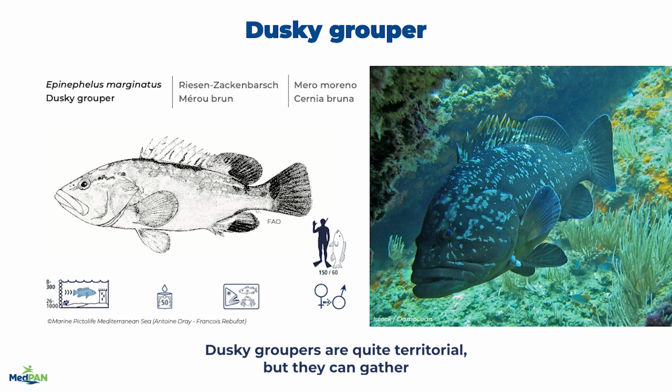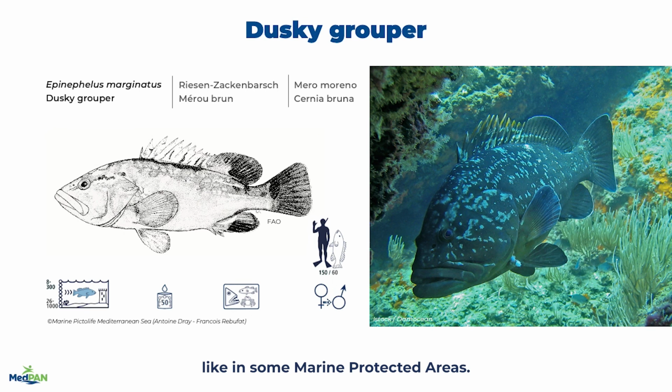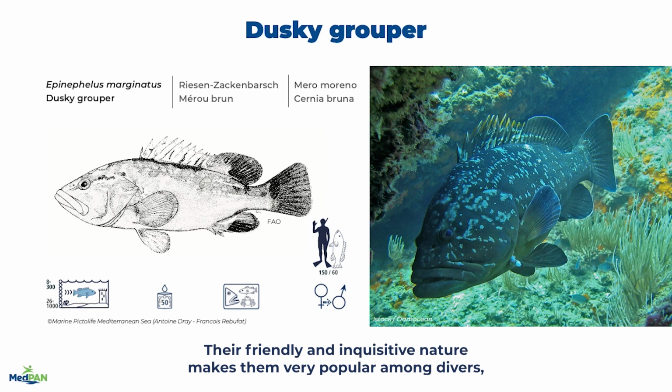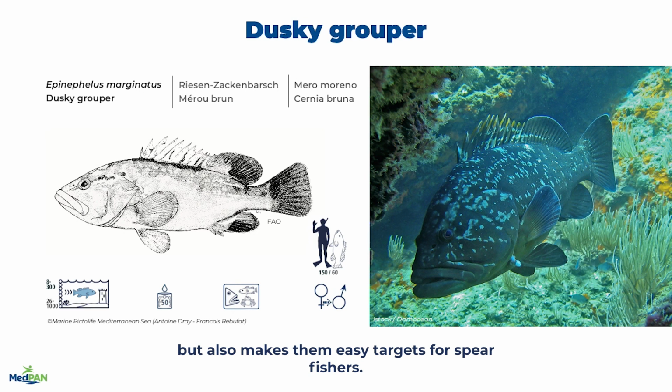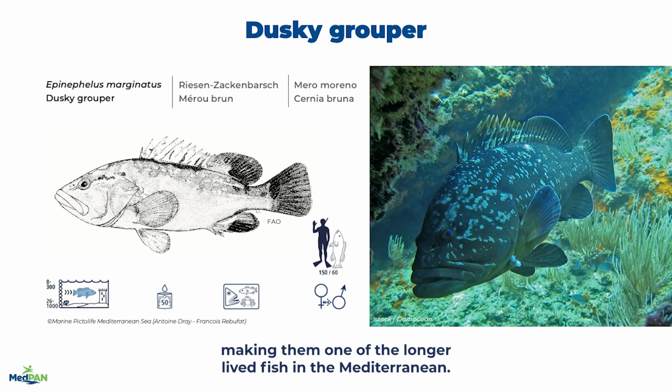Dusky groupers are quite territorial, but they can gather in large groups in areas where food is plentiful, like in some marine protected areas. Their friendly and inquisitive nature makes them very popular among divers, but also makes them easy targets for spear fishers. These groupers can live for up to 50 years, making them one of the longer-lived fish in the Mediterranean.